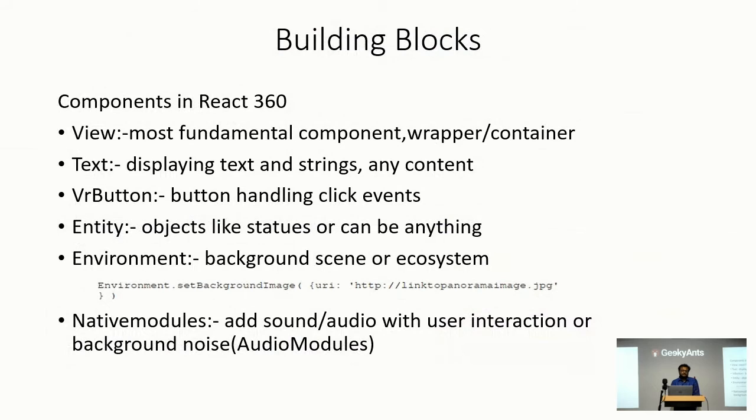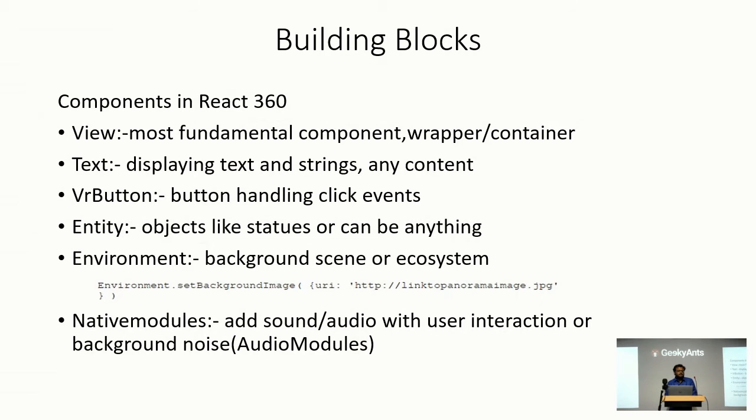Now, the building blocks of React 360 applications. Just like we are aware of the HTML native tags and any customized components which we build in React, in the same way in React 360 we need the following tags for rendering the UI interfaces. The most used tag is the View tag, which is the most fundamental tag, acting as a wrapper or container. The Text tag is where we can insert all the text and strings. The VrButton is the button for handling click events.